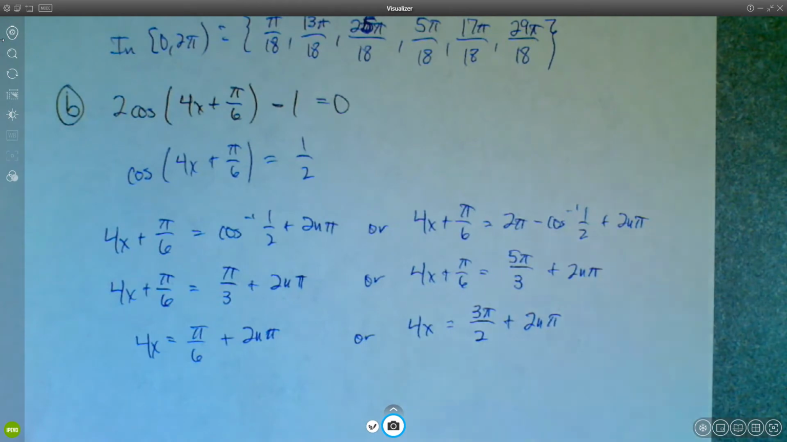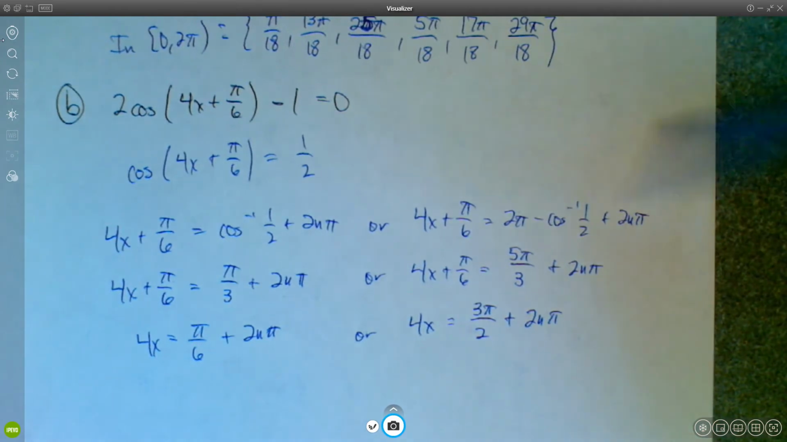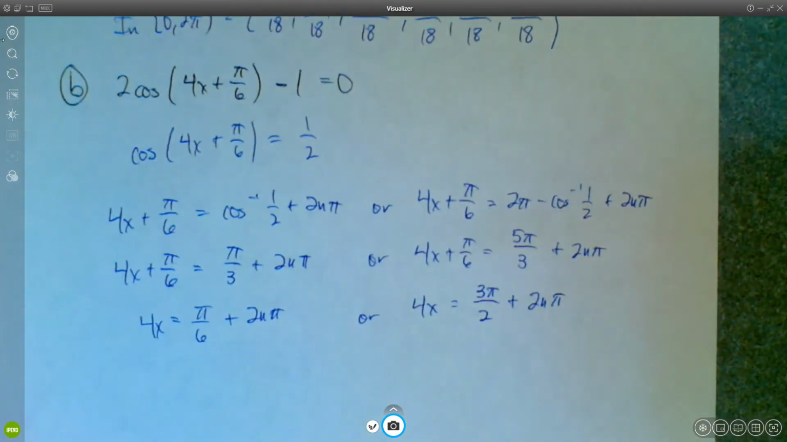Let me use my calculator to double check my math. 5 pi over 3 minus pi over 6. Yeah, 3 pi over 2. Okay. Good. So now the last step to solve for x is to divide through by 4.